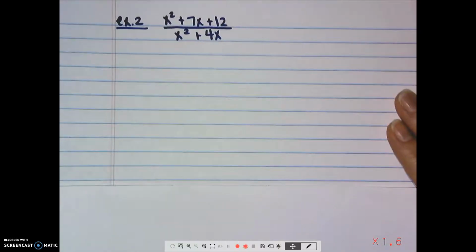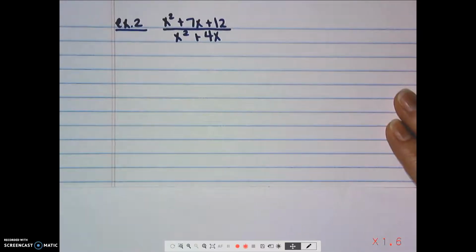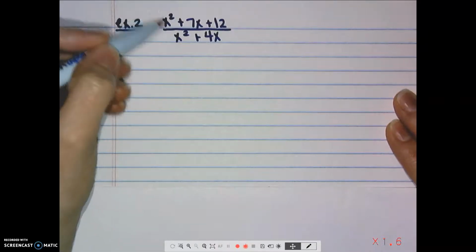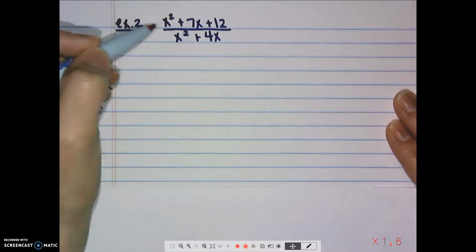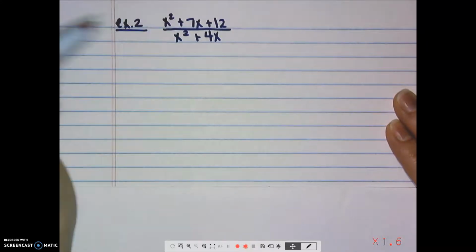So what if we look at something like this? So now we have x squared plus 7x plus 12 divided by x squared plus 4x. So you're going to be very tempted. You cannot just cross off parts of these. These are polynomials. So you can't cross off the x squared. You can't take 12 and divide it by 4.